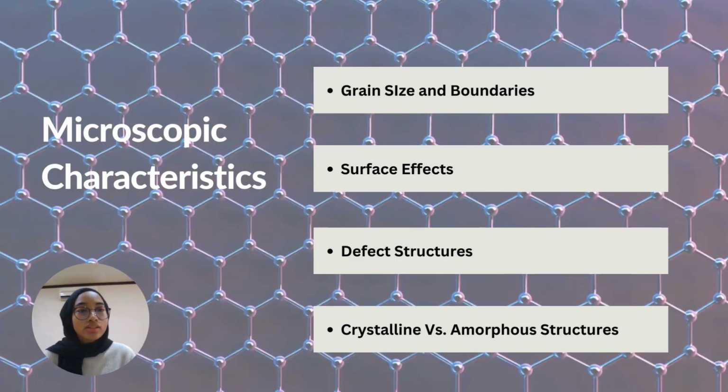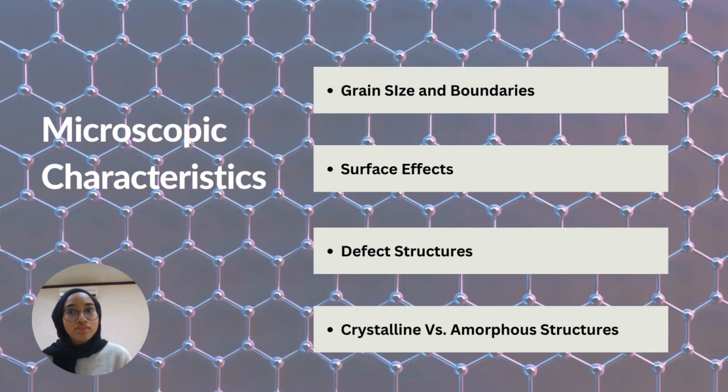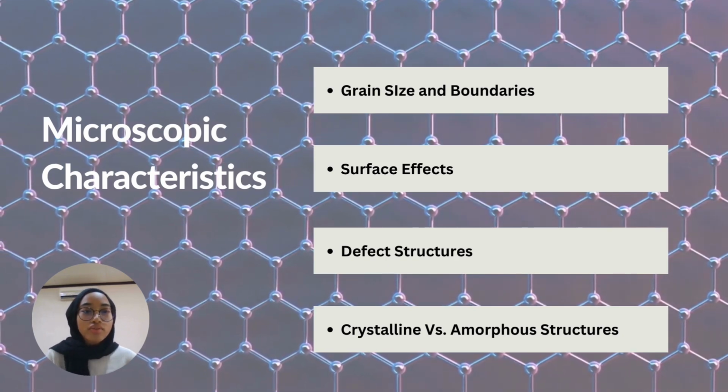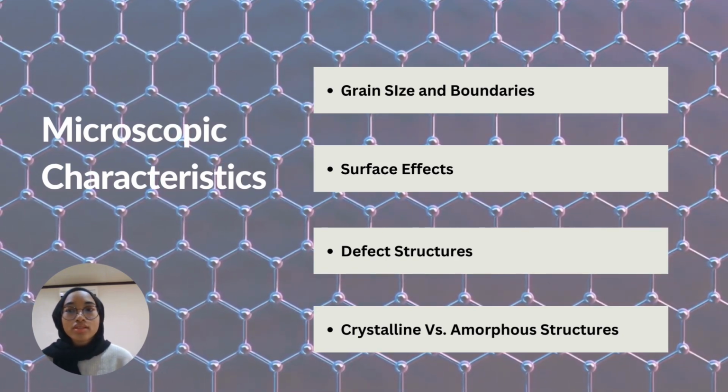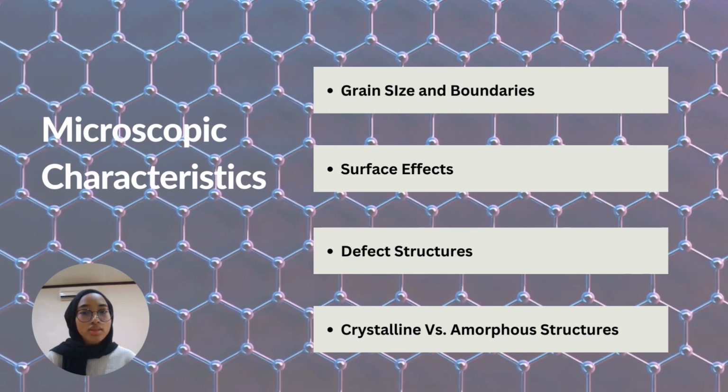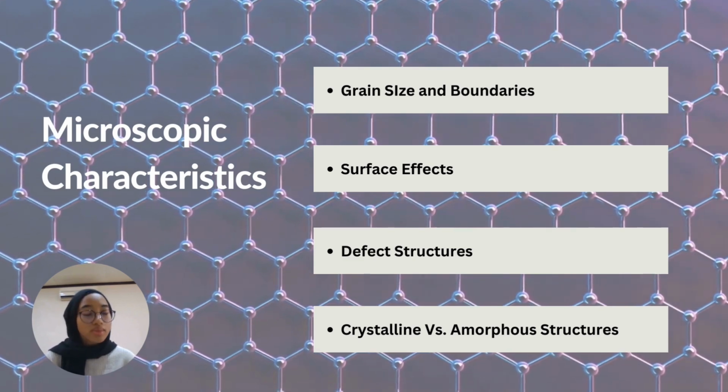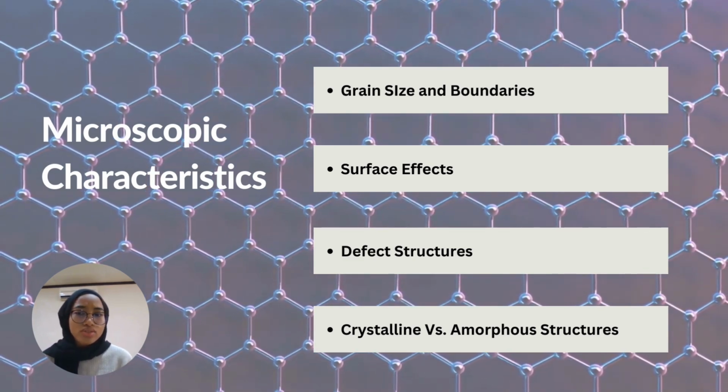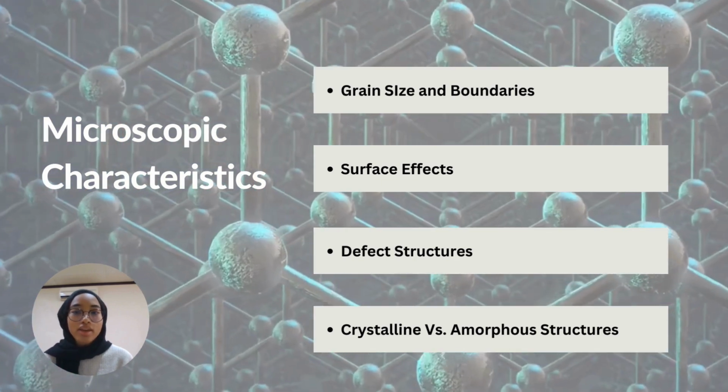Next, moving on to the microscopic characteristics of nanomaterials. There are four, of which the first one is the grain size and boundaries. The small grain size in nanomaterials significantly influences their properties, with grain size boundaries crucially affecting mechanical and thermal behavior.